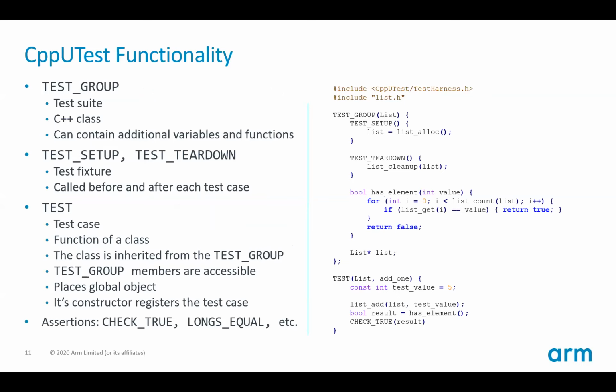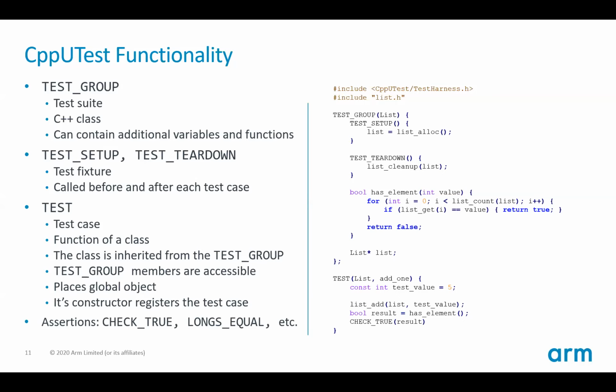So some of the functionality of CPU test is this little framework. You have the test group, which is the test suite. It's a C++ class, and it can contain additional variables and functions. You can see examples of this on the right side of the screen. There's the test setup and test teardown, which are called before and after each test run. And then the tests themselves, which are the test cases, and they're functions of a class inherited from the test group. The test group members are accessible to the test, and a global object's constructor registers the test case.